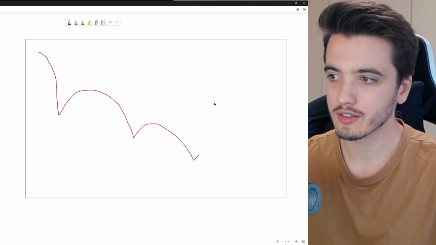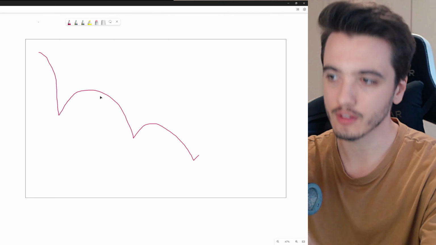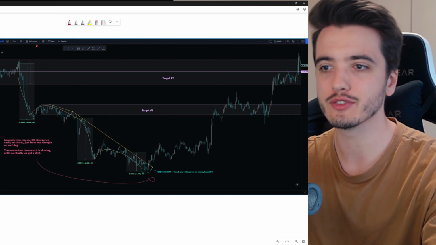So when you see this, you should already be able to understand, okay, momentum slowing, we can possibly be looking for a trade. Let's wait for an accumulation. And this is also where divergence comes in as well, because on RSI, this will have a divergence.